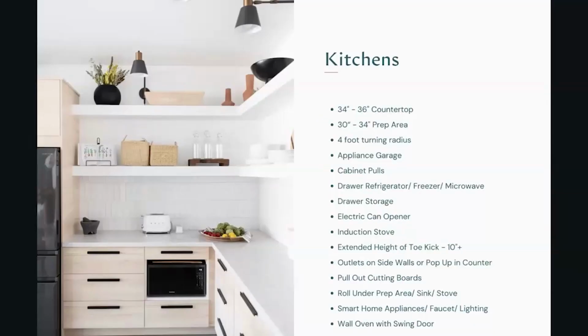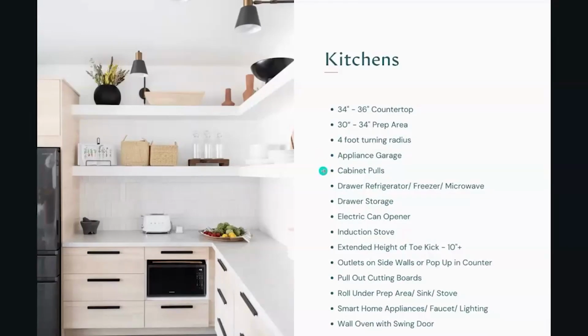So depending on their ability, we can customize this measurement, but we find that 30 to 34 inches for prep can be really great. Some people can get away with 36 inches for prep, and that's completely fine. But we like to have a dedicated prep space in our kitchens, as well as that 4-foot turn radius again. Something like an appliance garage can be a really good accessibility add to a kitchen.